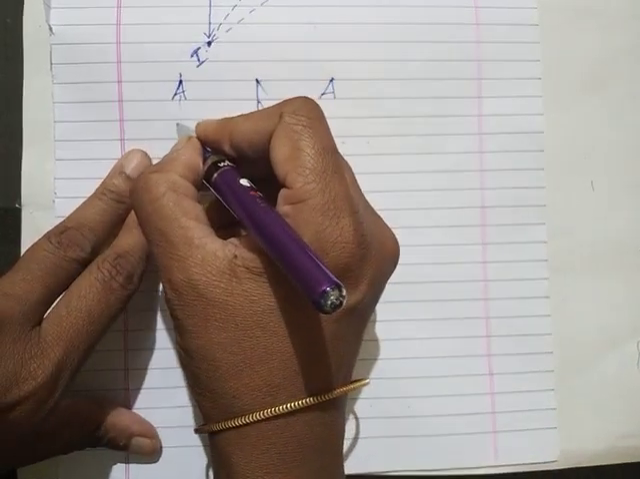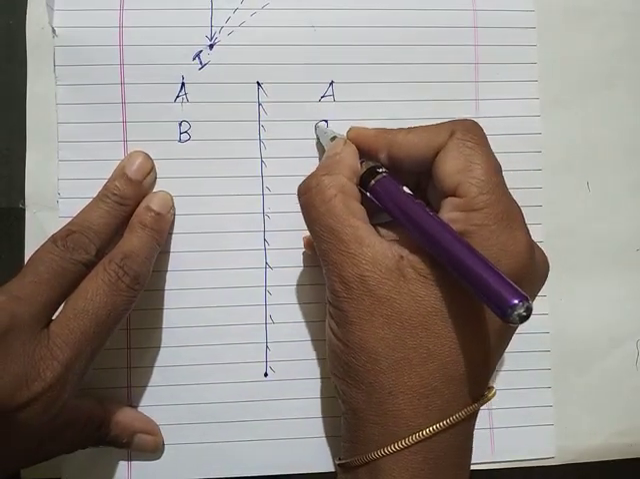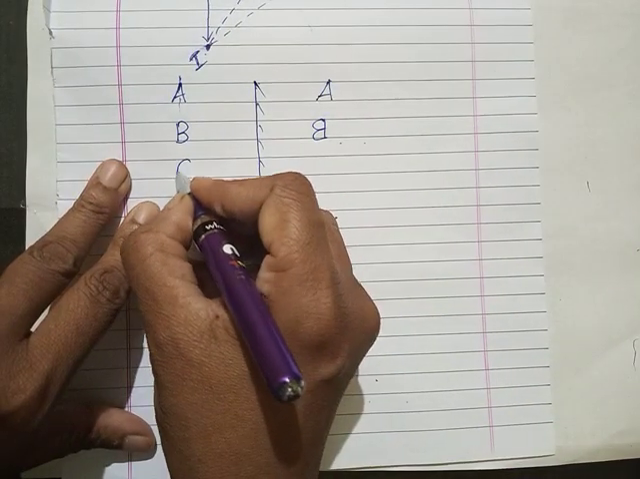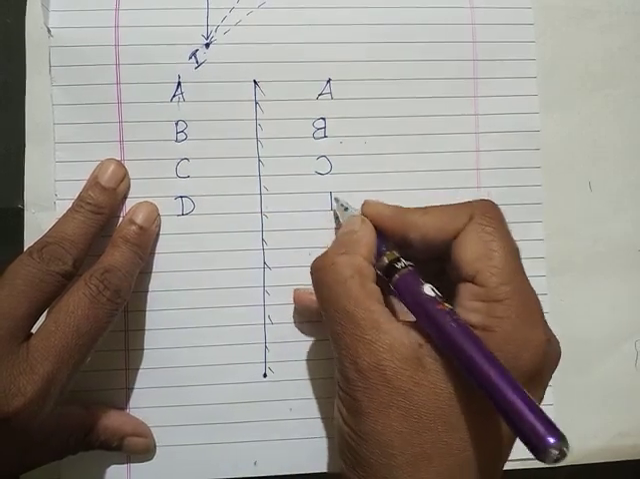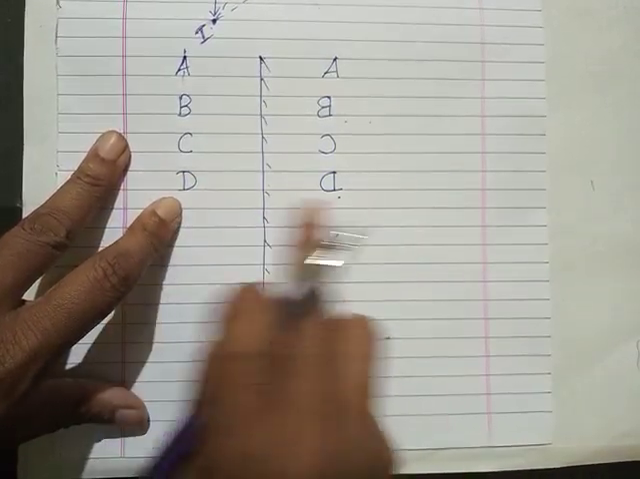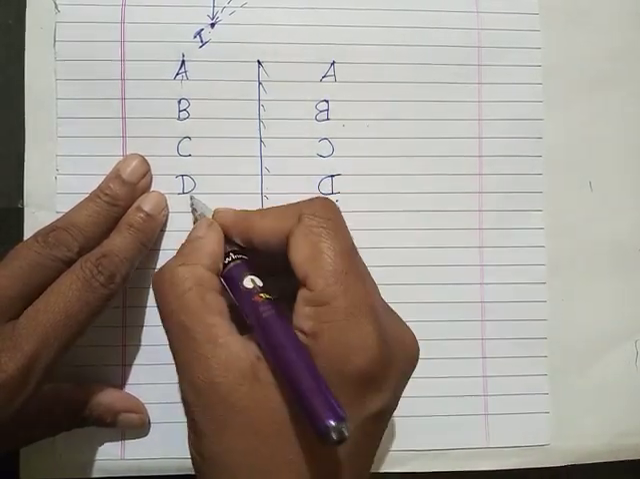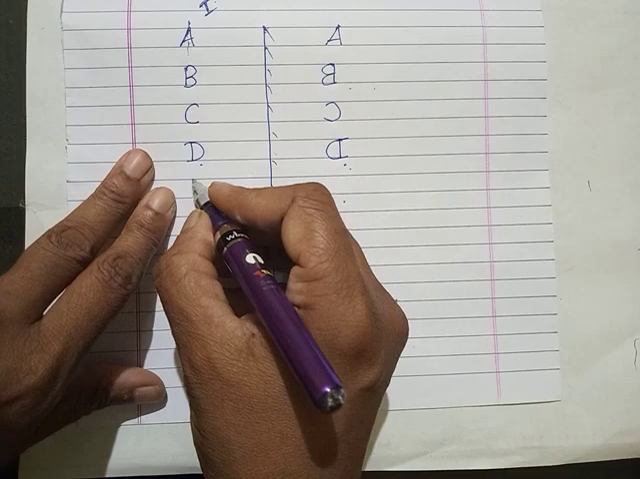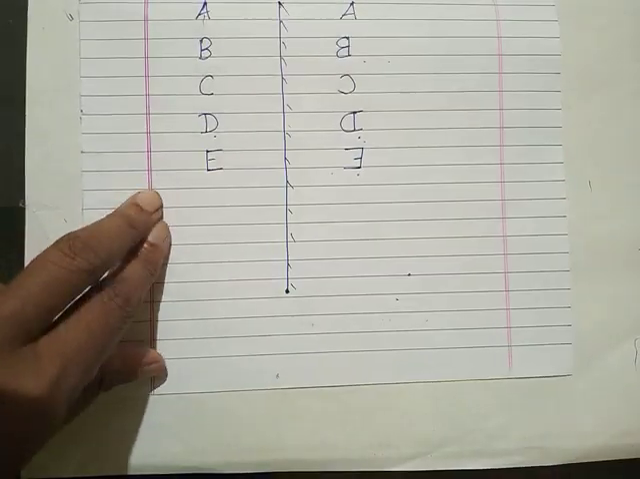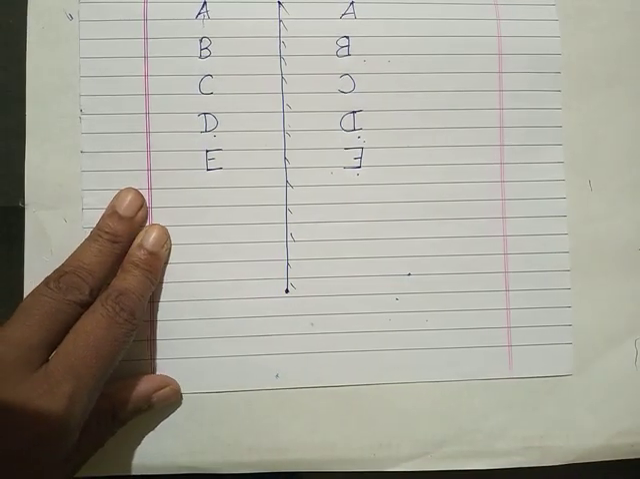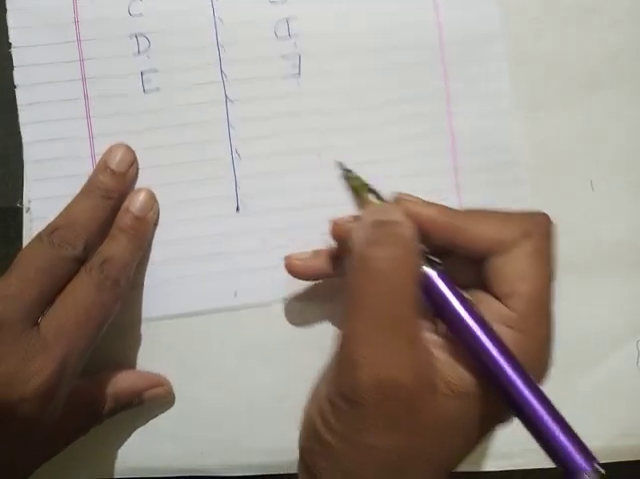But if you take B, the image will appear to be like this. C, image will be like this. D, image will be like this. These are all not symmetrical objects. That's why the image looks different from the object. E, so like this you can keep writing for all the alphabets, children. You just do it, it will be really interesting.